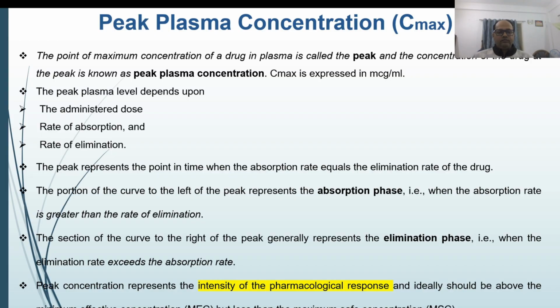The section of the curve to the right of the peak generally represents elimination phase, that is when the elimination rate exceeds the absorption rate. The peak concentration represents the intensity of pharmacological response. Ideally it should be above the minimum effective concentration. So the peak plasma concentration, ideally it should be above minimum effective concentration and less than maximum safe concentration. So it should fall between MEC and MAC, that is minimum effective concentration and maximum safe concentration.